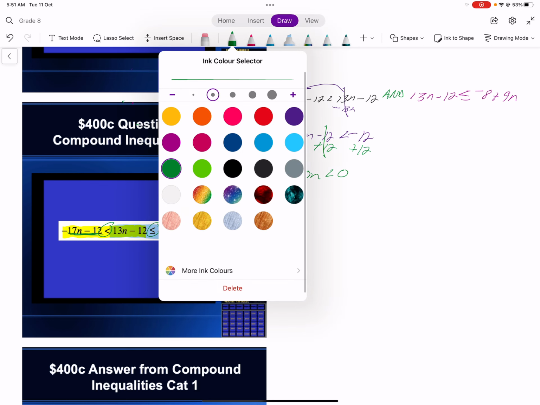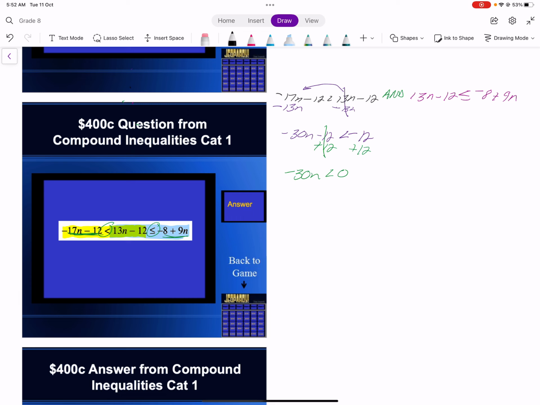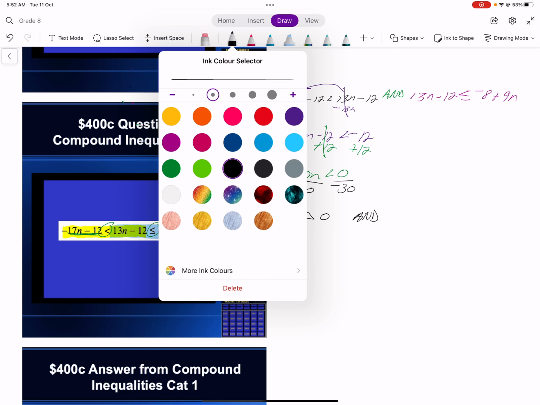And now from here, a lot of you are still making a mistake where you're seeing a 0 and like, oh, okay, this means it has to be special. It's only special if our variable cancels out. Now I'm going to divide each side by this negative 30. And now I get n, and since I divided both sides by a negative, I need to flip my inequality: n is greater than 0. So that's my one statement. Then I'm going to go ahead and move on to the other one.